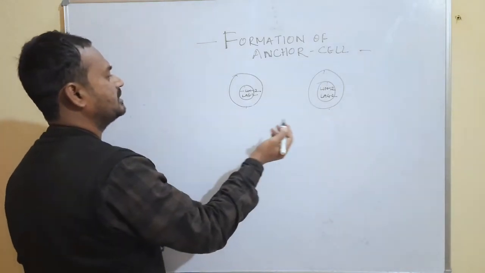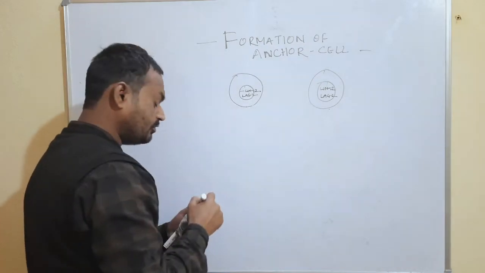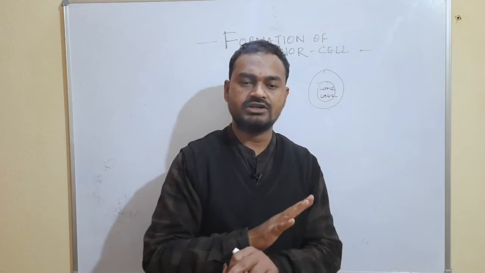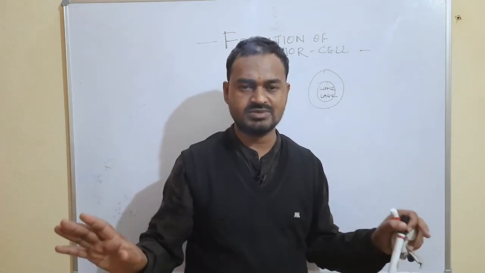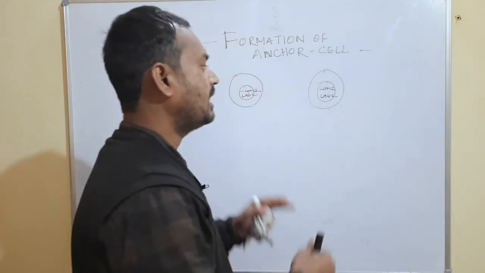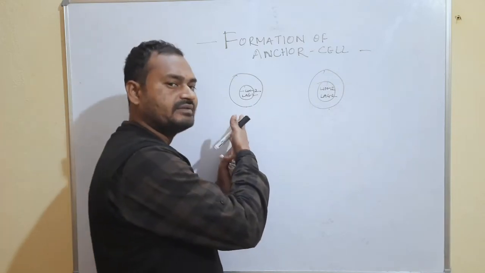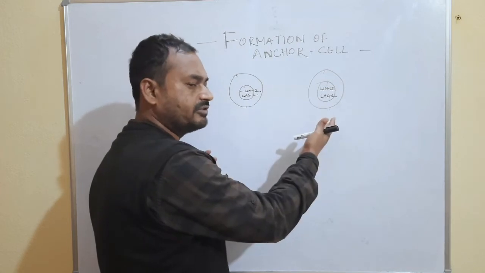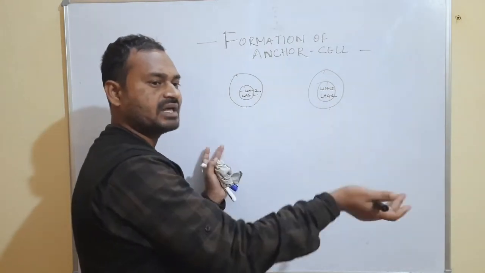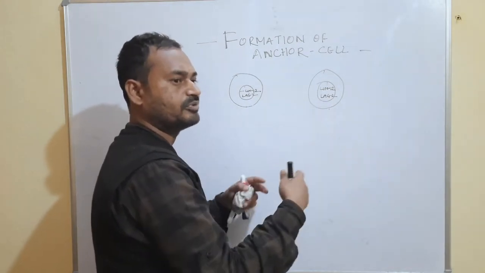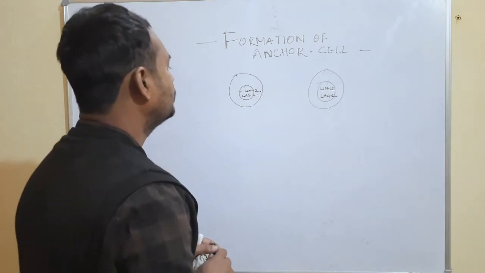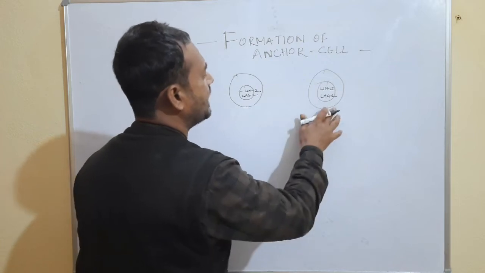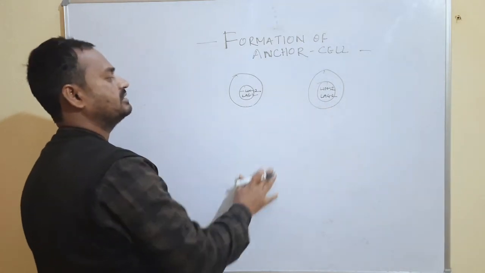Just two cells, and which cell will become the anchor cell is not clear right now. It is totally a by-chance process. So I haven't labeled any cell with its own name, either Z1.ppp or Z4.aaa. It's a reshuffling process, a random process. This cell is also secreting the lin-12 protein, and this cell is also secreting the lin-12 protein.